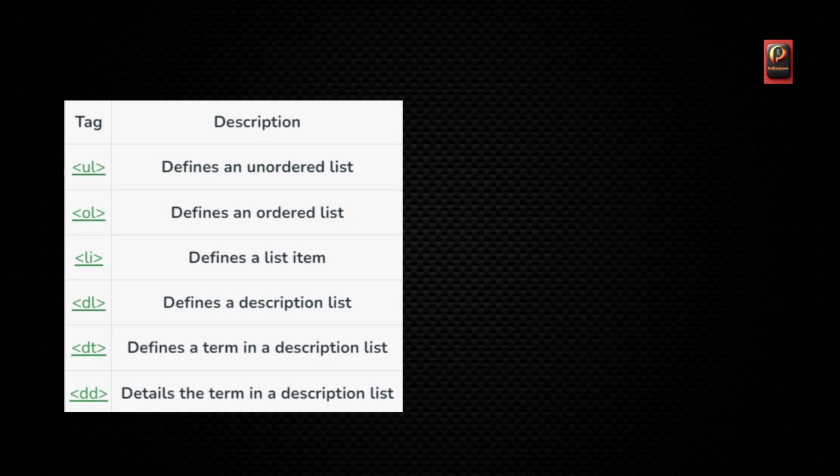Tag and description. UL defines an unordered list. OL defines an ordered list. LI defines a list item. DL defines a description list. DT defines a term in a description list. DD details the term in a description list.